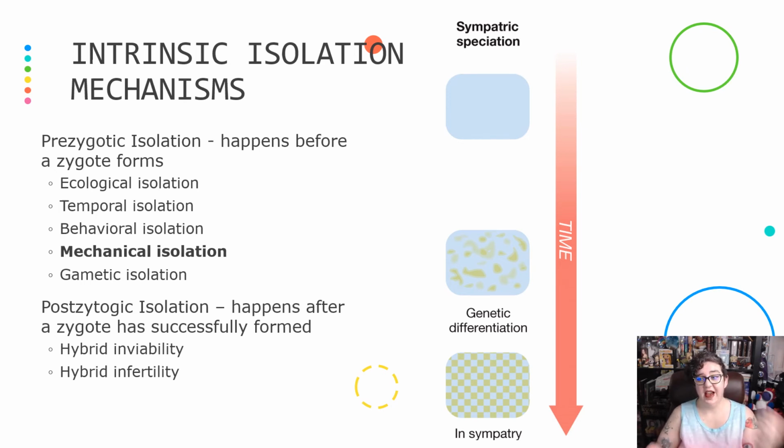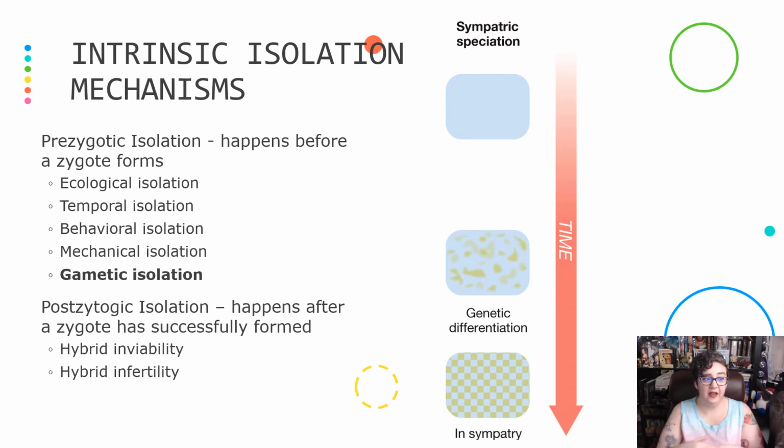Right? Next is mechanical. So now they're in the same area, they're active at the same time, now they're attracted to one another, and now with mechanical isolation, that means that they just don't fit together. Either one of them gets harmed or they both get harmed while they're trying to mate. Their parts just don't fit together, so now they can't reproduce because they're not mechanically compatible.